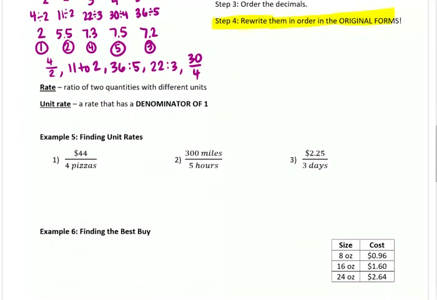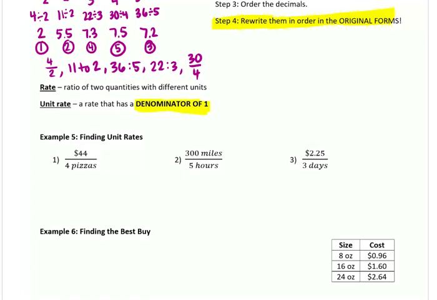Last little bit. A couple more vocab words. Rate is a ratio of two quantities with different units. And a unit rate is a rate that has a denominator of 1. So we're going to start with some rates. You'll notice here we have dollars and pizza, miles and hours, dollars and days. We're still comparing things, but they have different units on the top and the bottom. For unit rate, our goal is to make the denominator 1. So it's kind of like we're writing an equivalent ratio with that denominator of 1.